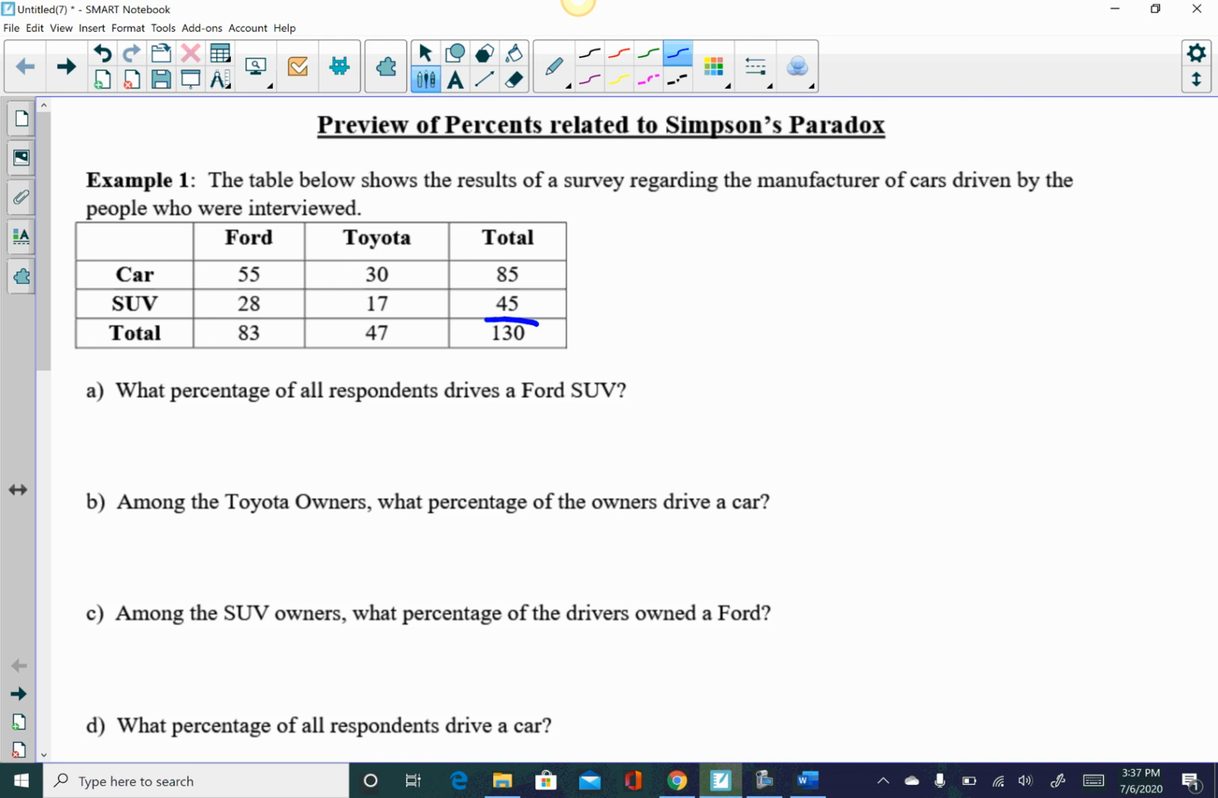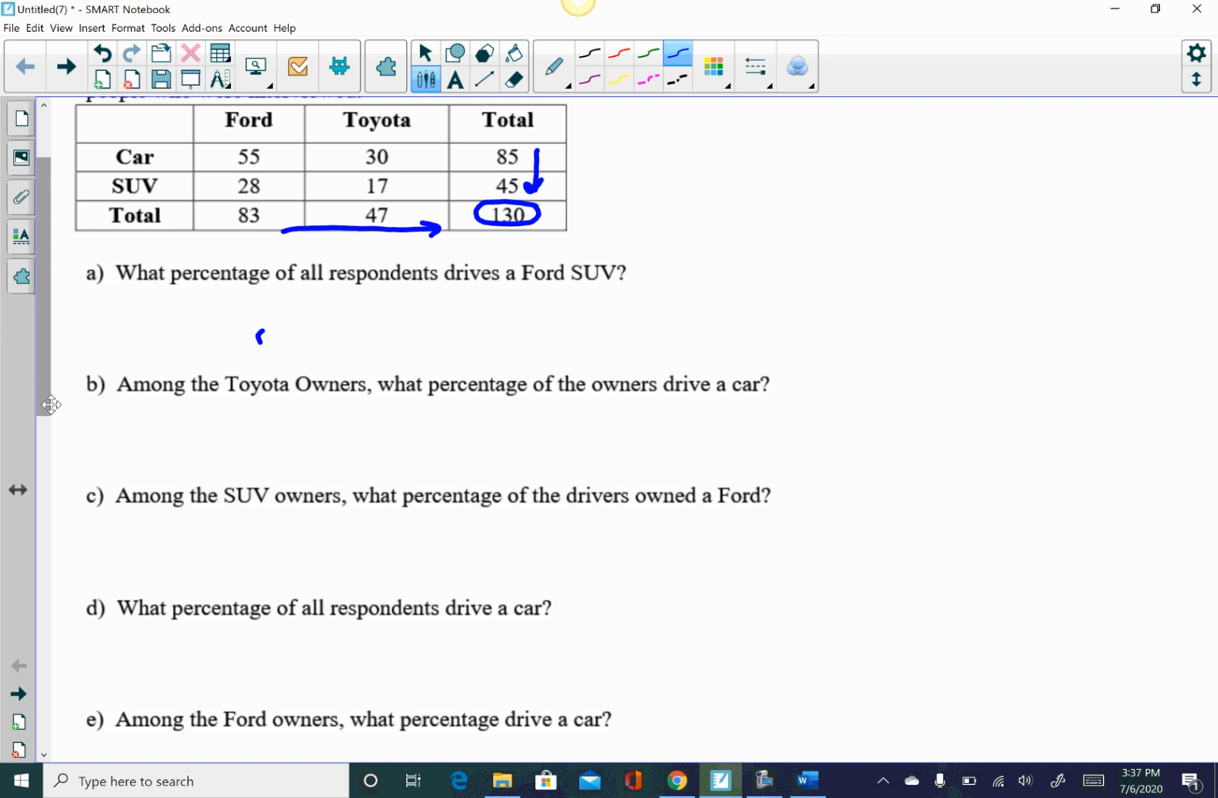This 130, if you were to add straight down this way or add straight across this way, you'd get the same number, which would be 130. And what that does is that just represents the total amount of people that were interviewed and answered the survey. Okay, so I'm just going to do 3 of these here in this first example.